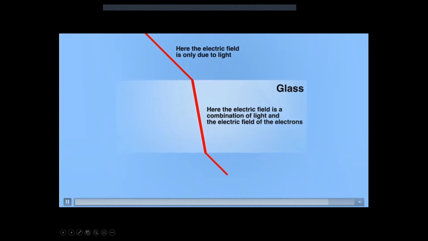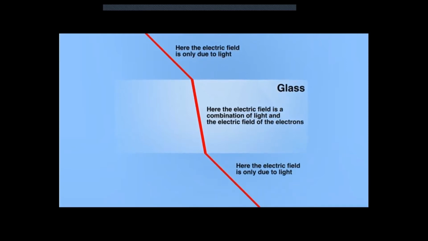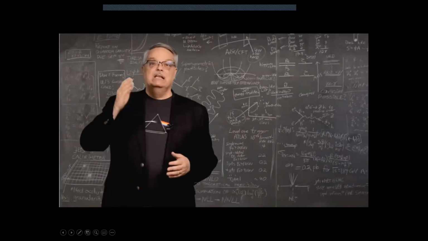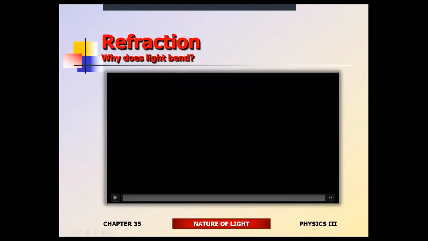Then, when light leaves the glass, there are no atoms around to make electric fields to add to the light, and then light speeds along at the preferred vacuum speed. So that's it. All right, so that's the best explanation I've heard so far.